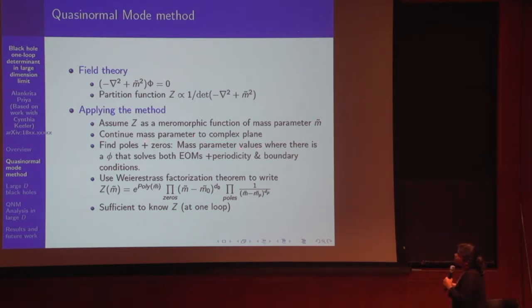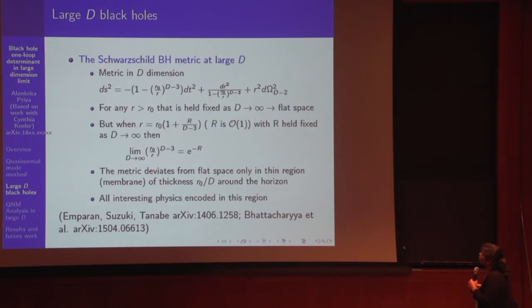Once you have found all the poles and zeros, you can use the Weierstrass factorization theorem to write down the partition function as the product over its zeros and the product over its poles, multiplied by an entire function. So if you know all poles and zeros, you can uniquely determine the partition function up to an entire function. I want to apply the quasi-normal mode method to large D black holes.